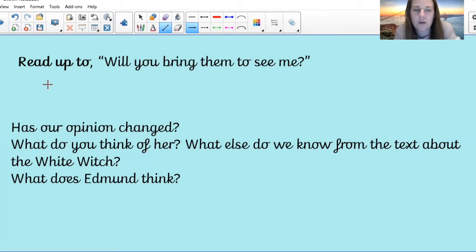Has our opinion of the White Witch changed? What do you think of her now? Is there anything else that we can learn about the White Witch? For example, we know that she's inquisitive. She's got a bit of an obsession about the sons and daughters of Adam and Eve. What do you think Edmund thinks? So just have a think about those questions. If you created a mind map before, then make sure that you add to it.